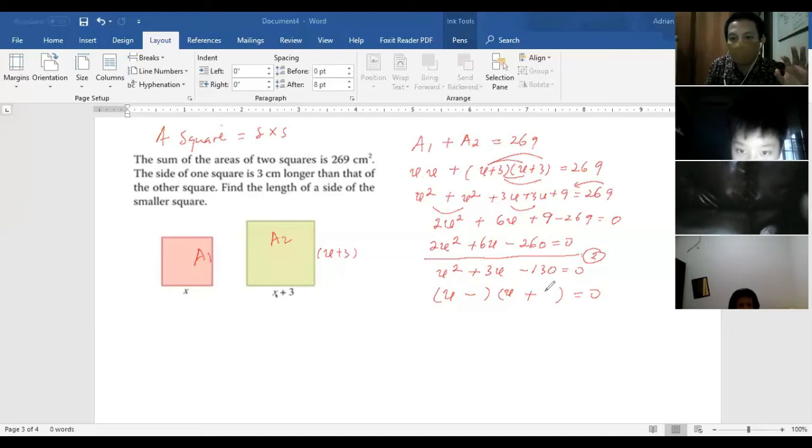130. I think 13 times 10. Right? Is it correct? Yes, sir. Yeah. Okay, try to prove it. You have to prove, yeah? Is your factorization correct? As usual, okay? As usual. For this one, 13x.